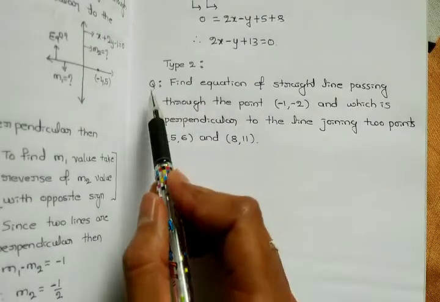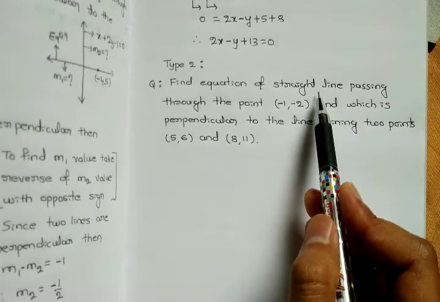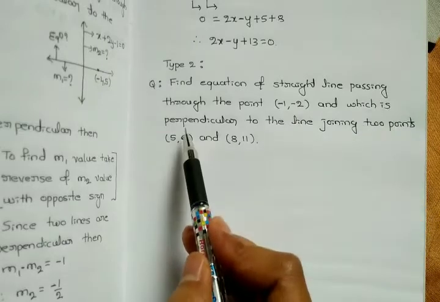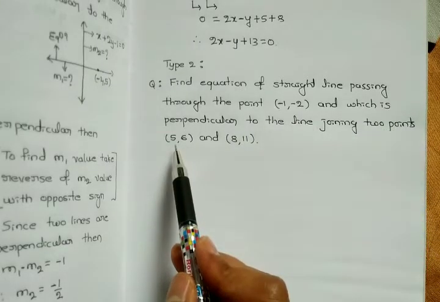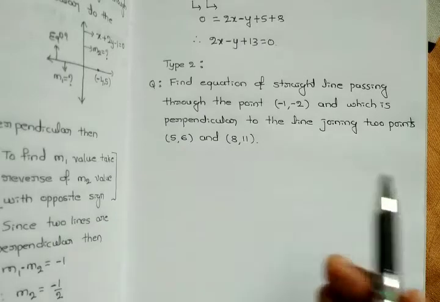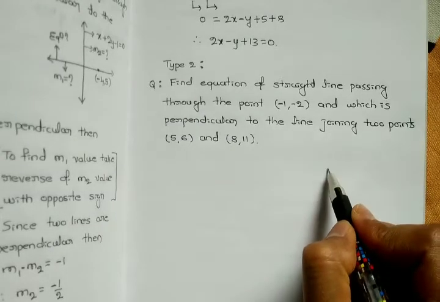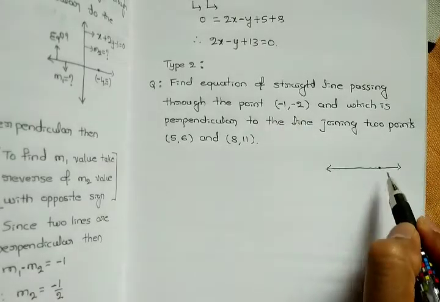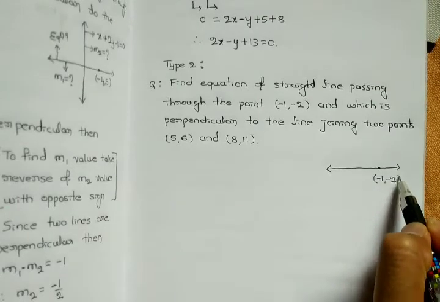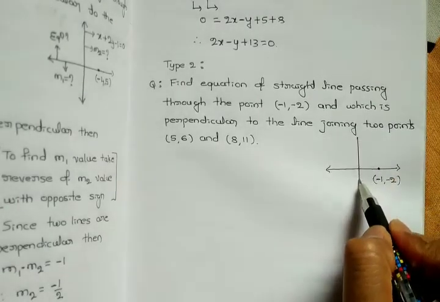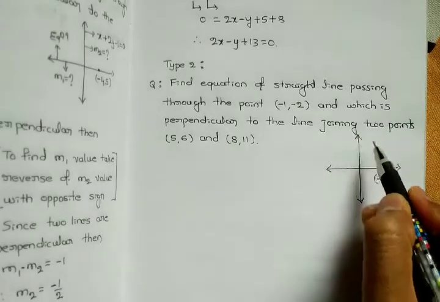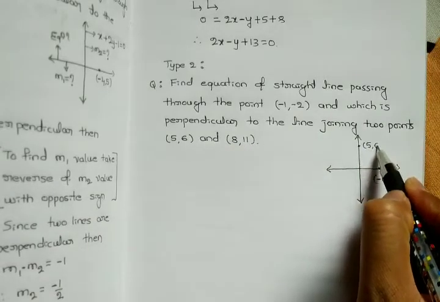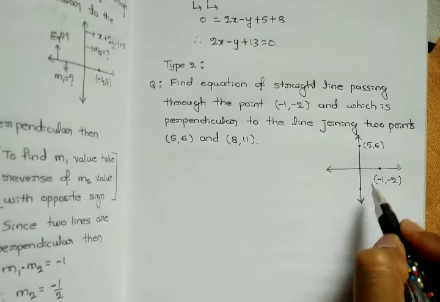Type 2. Question: find the equation of the straight line passing through the point -1, -2 and which is perpendicular to the line joining the 2 points 5, 6 and 8, 11. So here one straight line is there, and that line is passing through 1 point. So generally I am taking -1, -2, and this line is perpendicular to another line. This other line is passing through how many points here? 2 points. So one I am going to take 5, 6, and another I am going to take 8, 11.